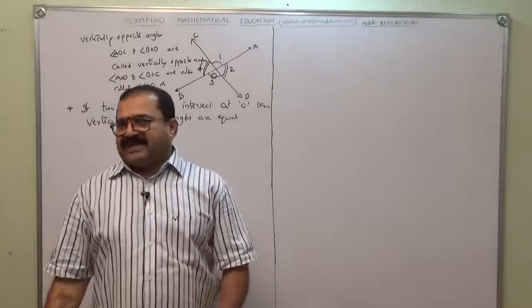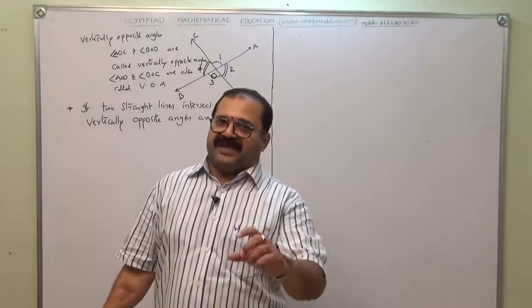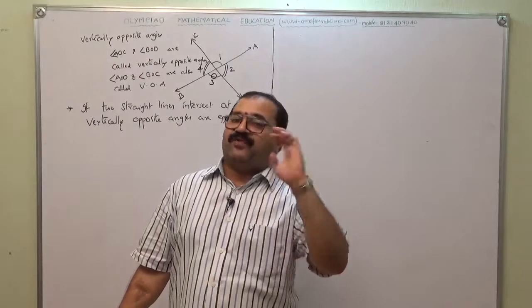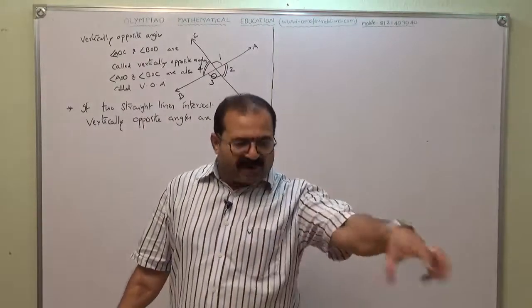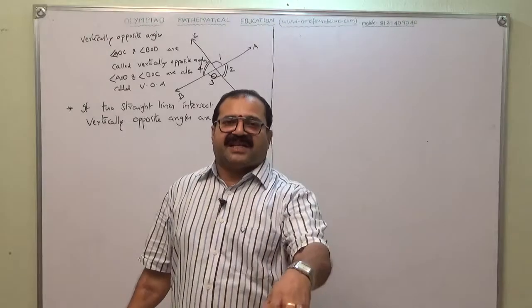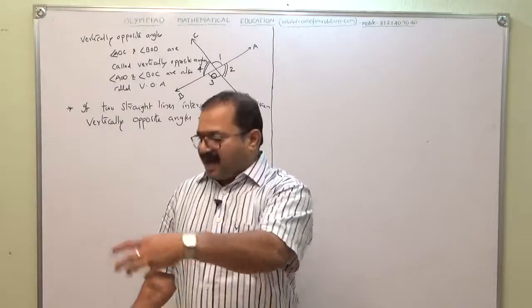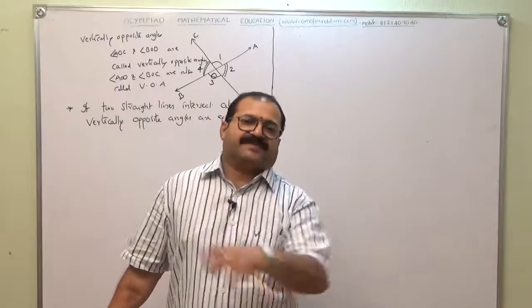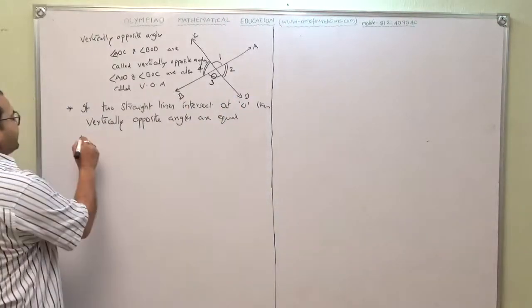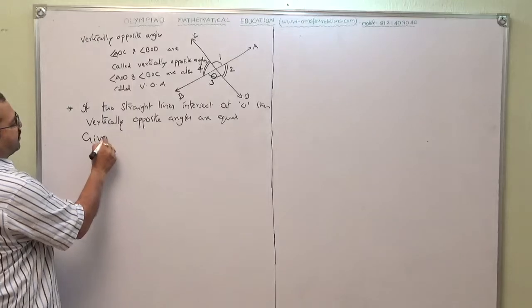Whenever you want to prove a theorem, you need to observe carefully. You need to keep in your mind 4 points. One is what is given, what is required to prove, is there any construction if necessary, and the last one is proof. These are the 4 steps. First, what is given in this?